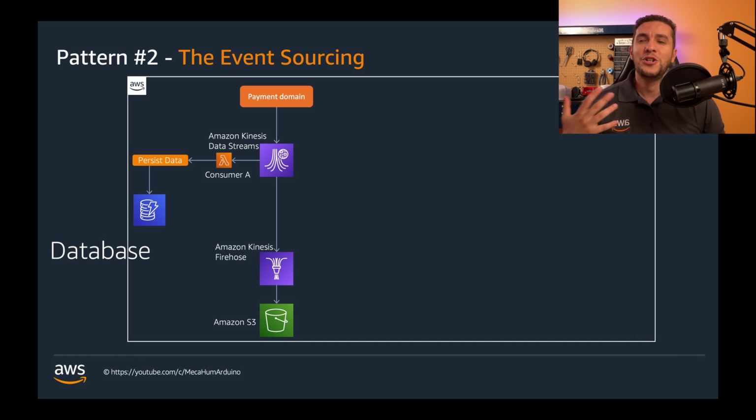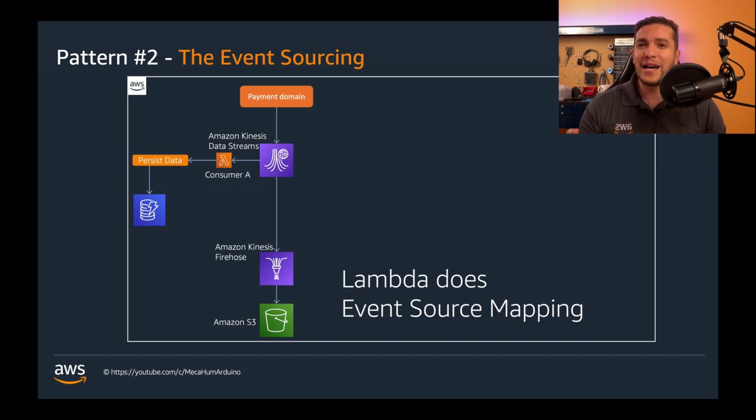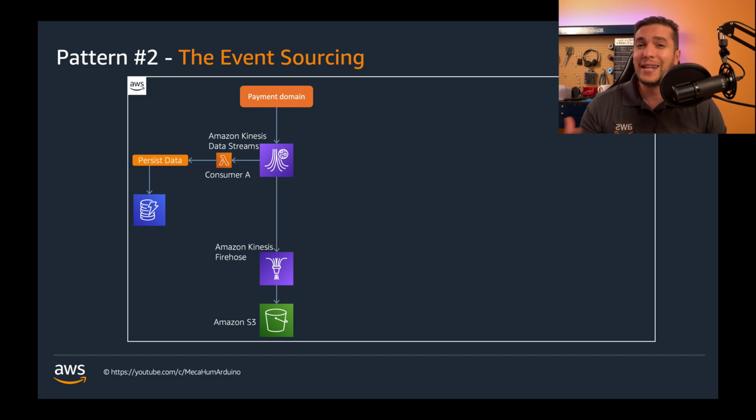But your consumer doesn't have to be a Lambda function. It can be a container. It can also be an EC2 instance. But it's worth noting that Lambda does event source mapping natively. So it will automatically keep track of which messages have been processed and which are yet to be handled, which is a big advantage if you ask me.